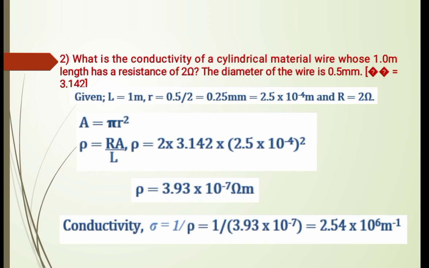So this one will give us a resistivity of 3.93 multiplied by 10 raised to the power minus 7 ohm meter. We are asked to find the conductivity, which is the inverse of resistivity. So we find the inverse of this resistivity, which is 1 divided by 3.93 times 10 to the minus 7, and this will give us 2.54 multiplied by 10 raised to the power 6 per meter.